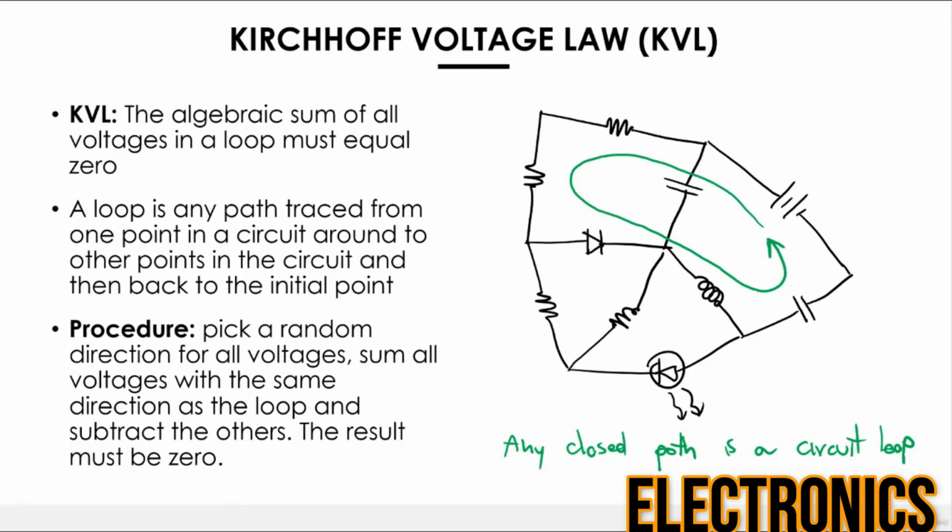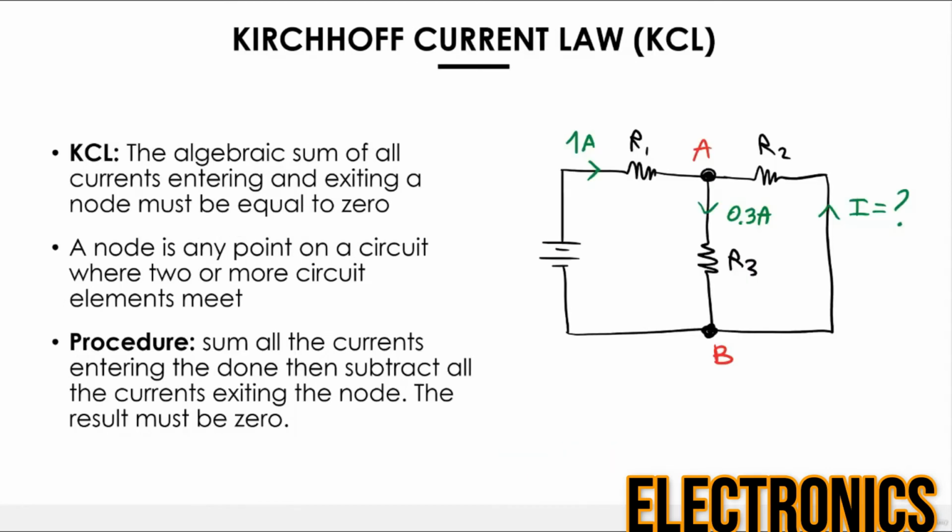So in this example, that is one loop. It's already highlighted, but let me take a different color, blue for example. This is another loop. This is also another loop. You can also choose a loop that works like this, or you can also choose a loop that does something like this. Any loop is fair game. You can choose any loop you want. And if you apply the Kirchhoff voltage law the way that I just explained, you will always be able to solve the circuit.